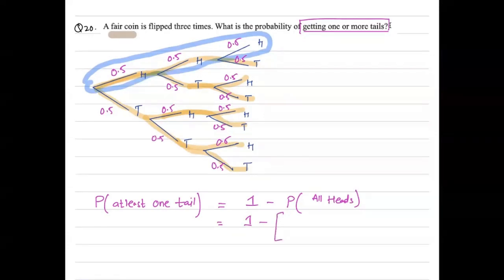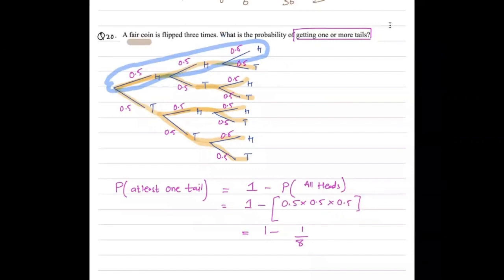All heads means head, head, and head. That is 0.5 into 0.5 into 0.5, right? So 1 upon 2 into 1 upon 2 into 1 upon 2 is 1 upon 8. So the probability of getting at least one tail is going to be 1 minus 1 upon 8, that is 7 upon 8. Is this thing clear?